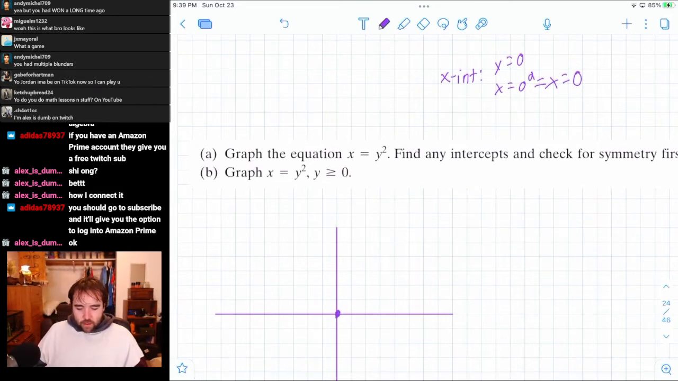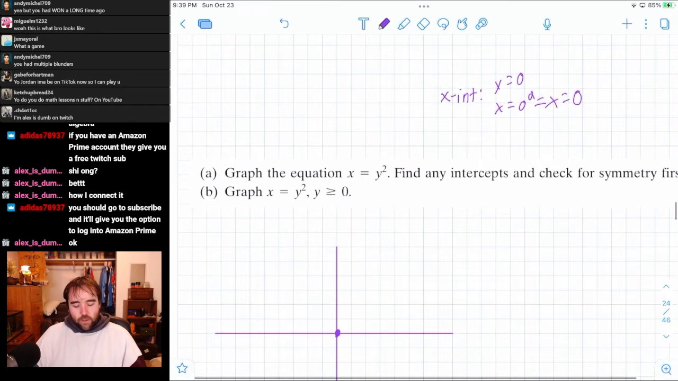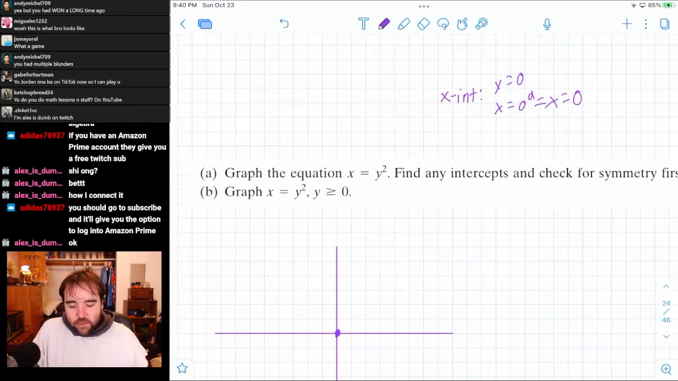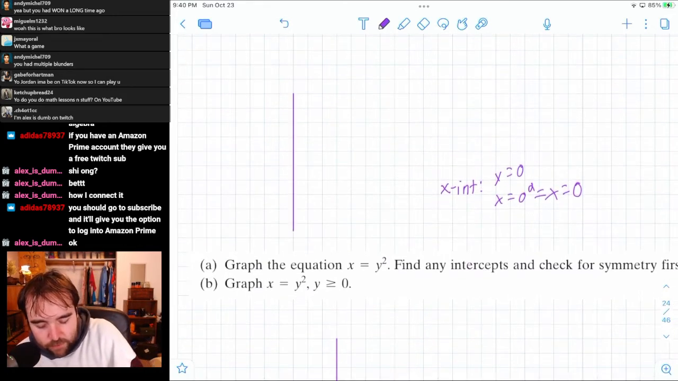And then test for symmetry. How do you check for symmetry before you graph it? Because I know how we do that with a function because it involves the f of x, but we can't really use the f of x here because it's not a function. But I suppose we could still think about it. So let's think about what would happen when we plot points.